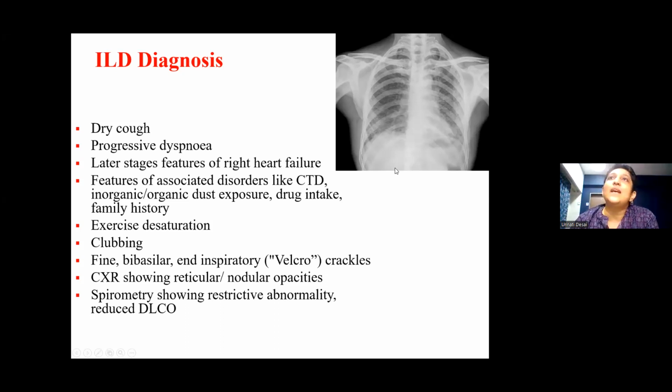The same X-ray, if the clinical history is different, suppose you have a patient who has 2 to 3 days, like in the COVID pandemic, we had patients who had 2 days history of fever, 2 days history of cough, and a similar X-ray, you would say this is a COVID pneumonia. Okay, so the history is important. So these are bilateral reticulonodular opacities in a patient with usually a chronic to subacute history of dry cough, breathlessness, and exercise desaturation with bilateral velcro crackles or bibasal crepitations, then it clinches the diagnosis of ILD.